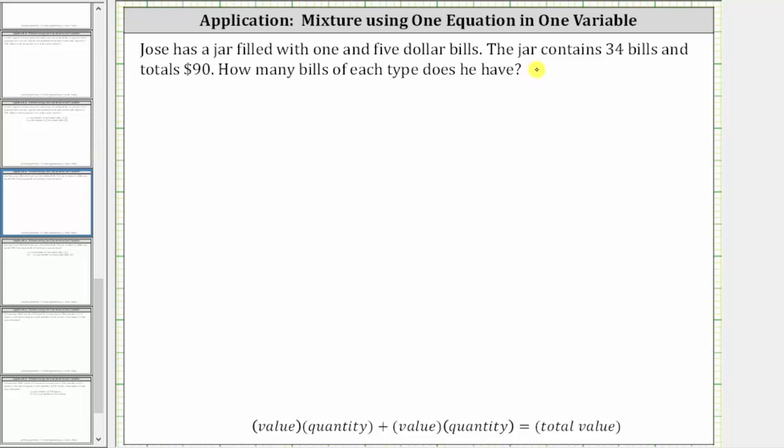This is kind of a silly question because if he knows the value is $90, he obviously must have counted the money, and therefore he should easily be able to determine how many $1 and $5 bills he has. But we'll go ahead and solve this mathematically anyway.